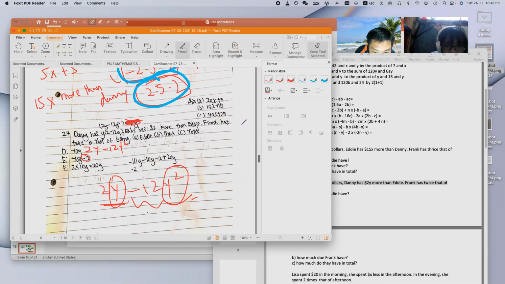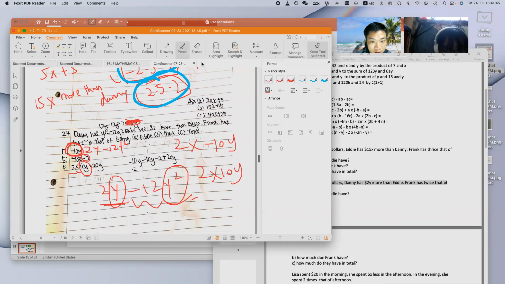Last question. Frank has twice that of Danny. Danny is minus 10y, right? According to your question, then how come you go and write 2 times 10y? Danny has minus 10y, right? So 2 times Danny means it's supposed to be 2 times minus 10y. How come you go and write 2 times 10y?